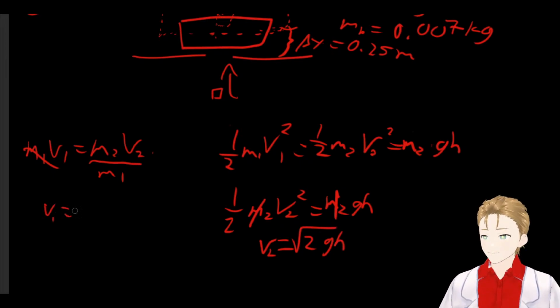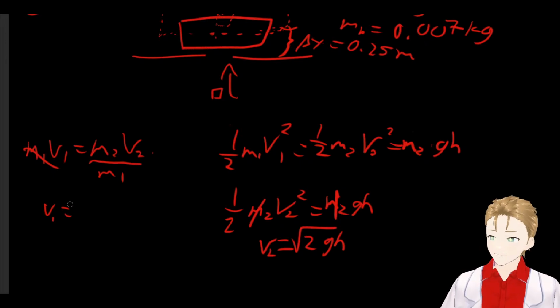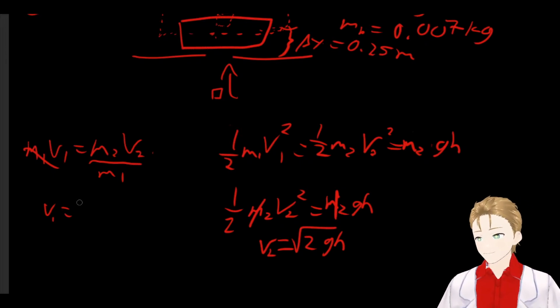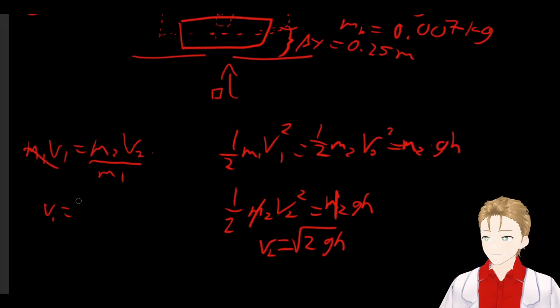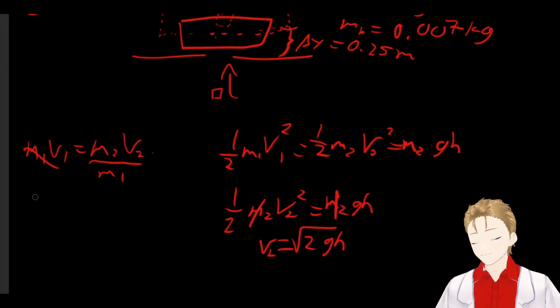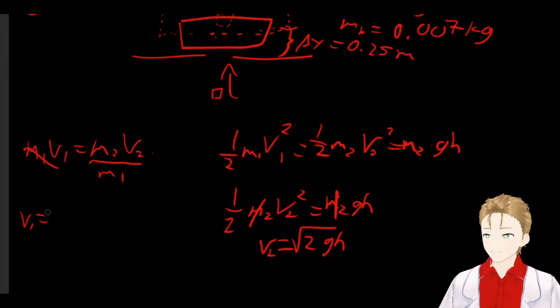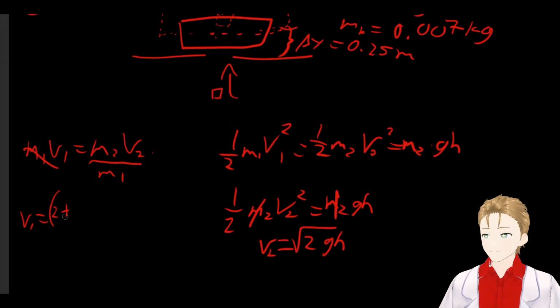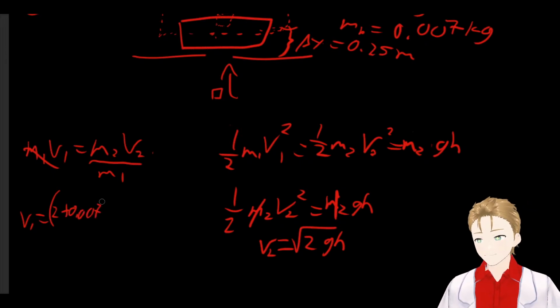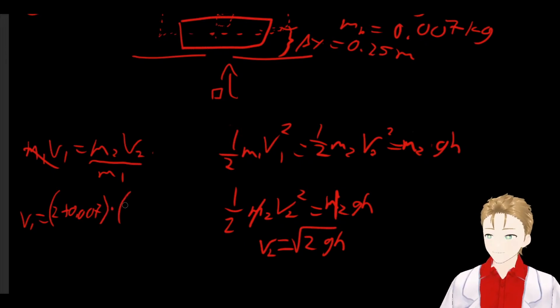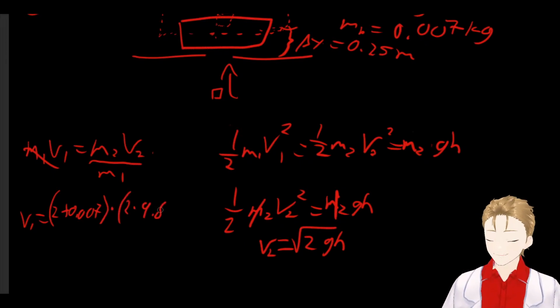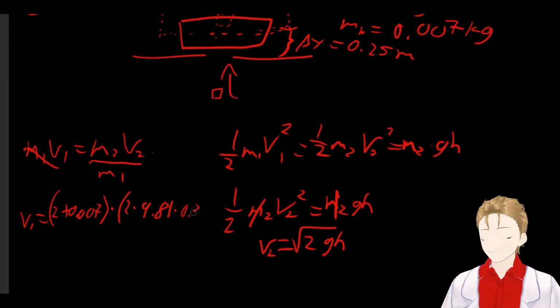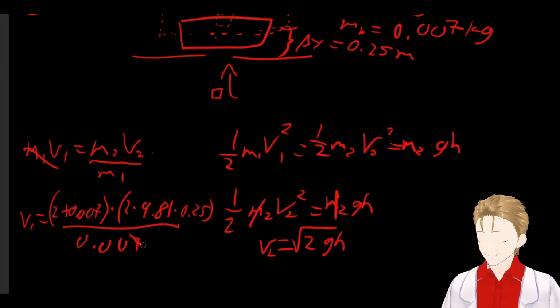So finally, I'm just doing this for practice, even though I knew how it would go. Plus 0.007 times 2 times 9.81 times 0.25 all over 0.007.